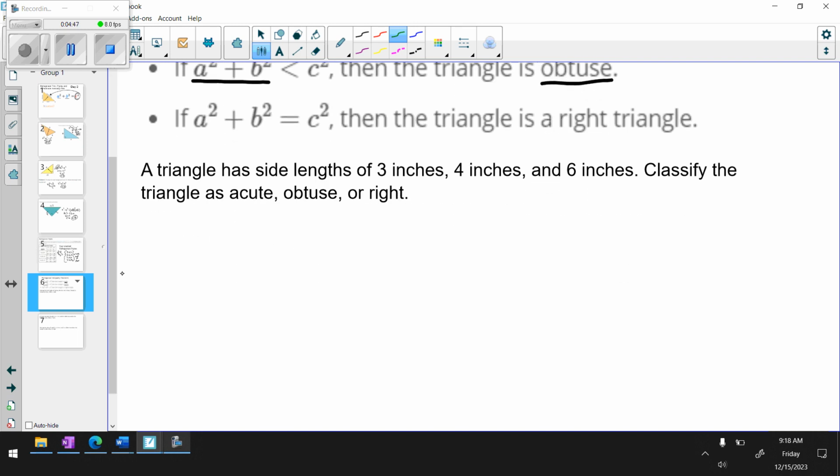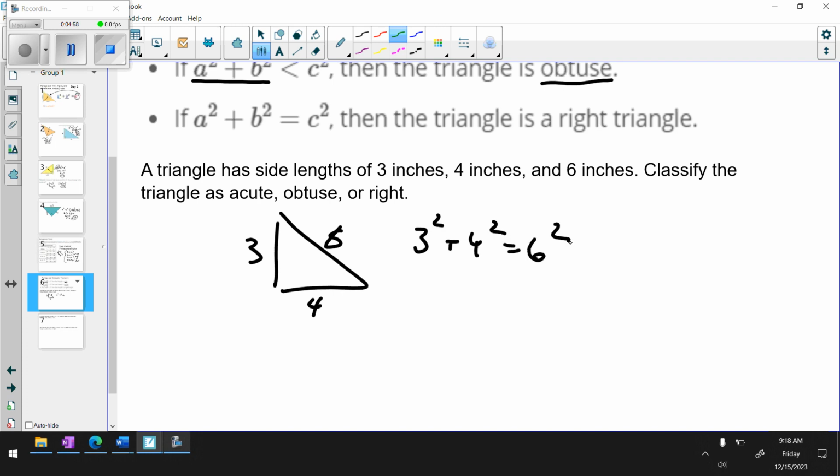So, for instance, I give you this one. I'm just going to draw something that looks like a right triangle. 3, 4, 6. So I'm going to go 3 squared plus 4 squared versus 6 squared. 9, 16, 25, 36. Let me take out the equal sign because we don't really know. Now we know that 36 is bigger. This is going to be an obtuse triangle.